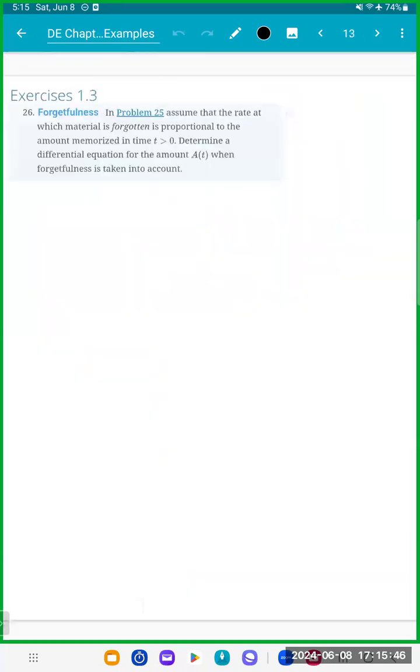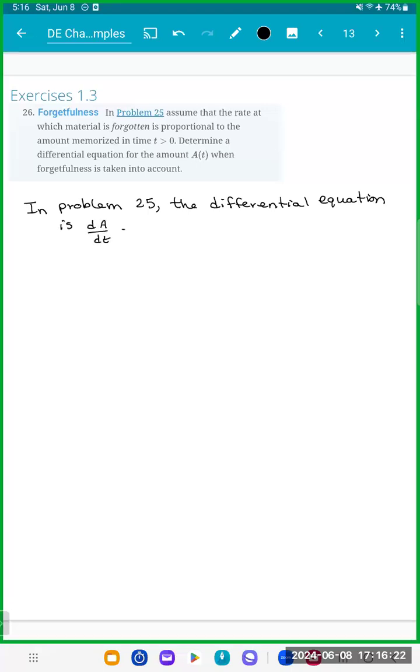Next problem that we're going to look at, also from section 1.3. This is number 26, but it actually references problem number 25. So I will tell you that in problem 25, and you guys can work on it, solve it, the odd problems, you can find solutions in the textbook, but the differential equation is going to be k times M minus A.